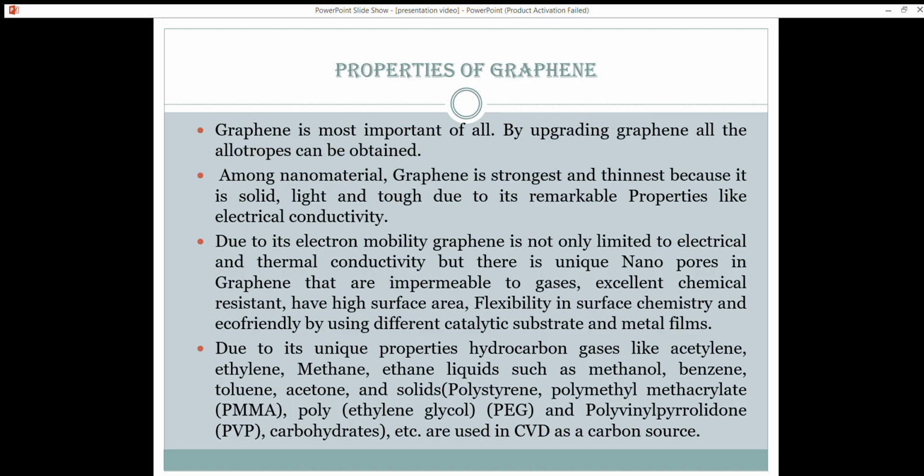Flexibility in surface chemistry and eco-friendly by using different catalytic substrates and metal films. Due to these unique properties, hydrocarbon gases like acetylene, ethylene, methane, ethane, liquids such as methanol, benzene, toluene, acetone, and solids like polystyrene, polymethyl methacrylate, PMMA, polyethylene glycol, and polyvinyl pyrrolidone. Carbohydrates are also used as a source of carbon in CVD.